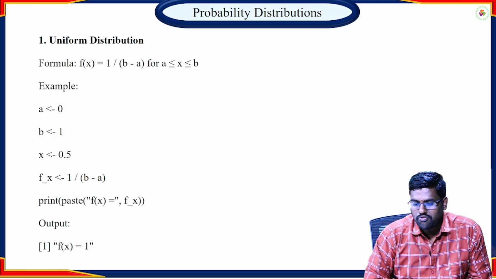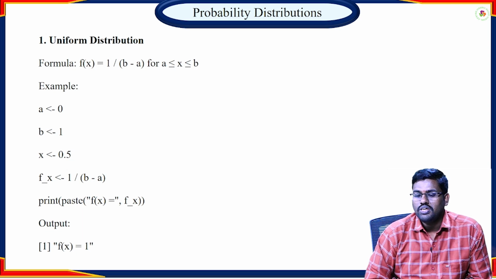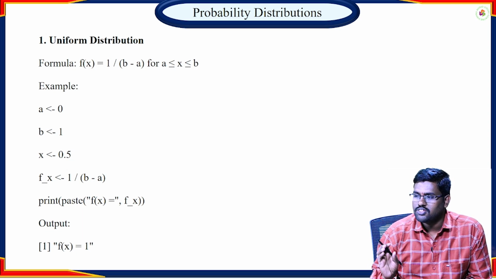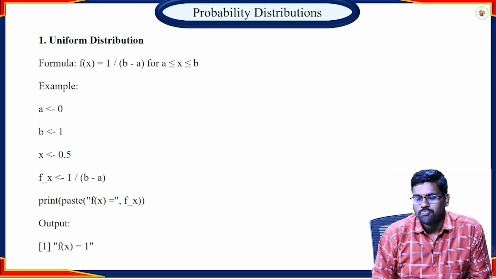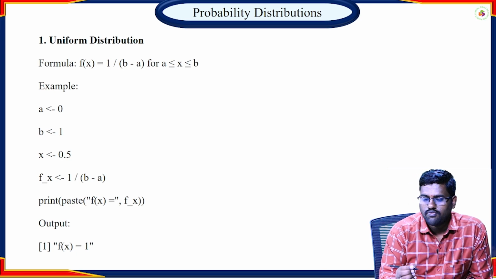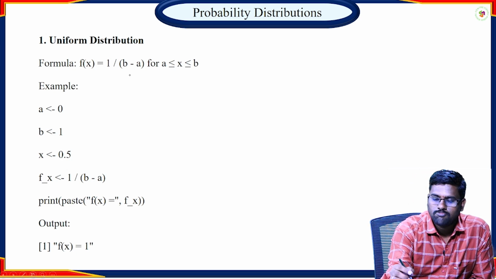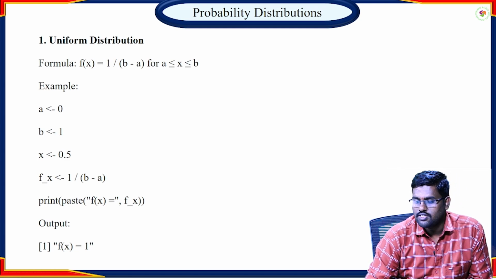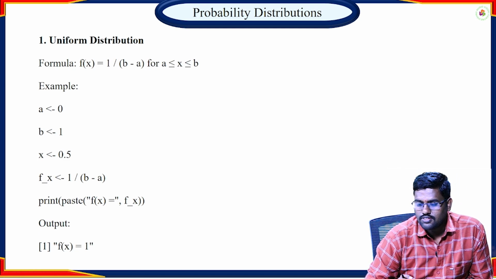Coming to the first one, uniform distribution. Uniform distribution means all the values in the given set are equally likely to occur. The formula for this is f of x is equal to 1 by b minus a, where a is less than or equal to x less than or equal to b. So x is available in between a and b.